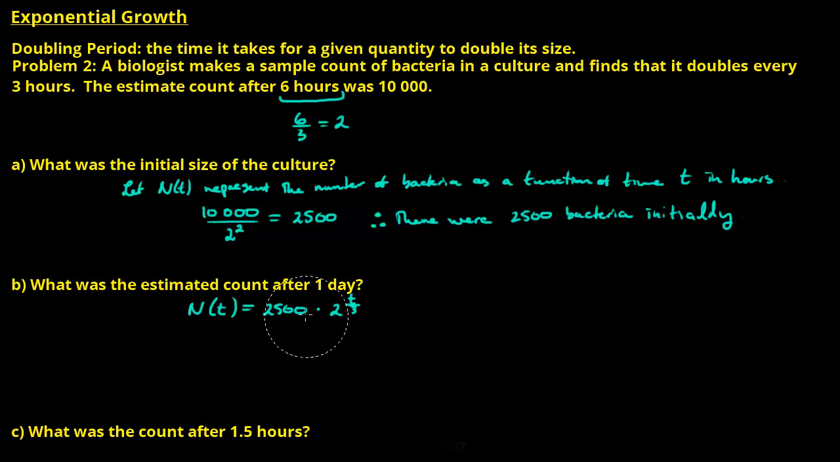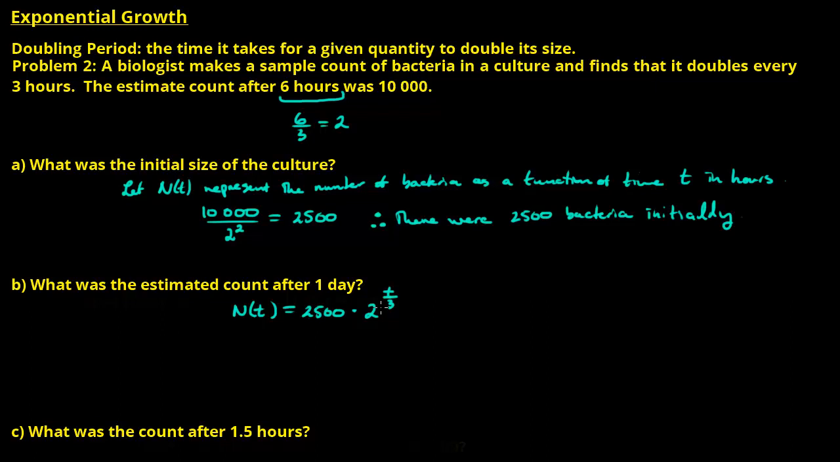Let me write that out a little bigger so you can see it. So n of t is equal to 2,500 times 2 to the power of t divided by 3. The reason is that the population of the bacteria is going to double every 3 hours. So when t gets to 3, we should have 2 to the power of 1. When t gets to 6, we should have 2 to the power of 2. When t gets to 9, we should have 2 to the power of 3. If you want to make a table of values, you can see that's exactly what this equation gives us.